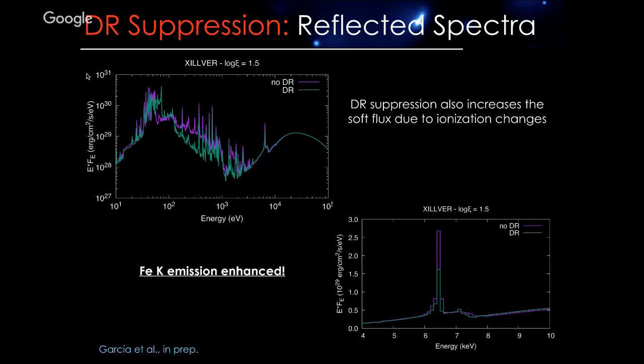It increases the soft energies flux by quite a bit, but it also seems to have an effect on the iron line, as I'm showing in just that panel at the bottom. It produces more iron than the same model with the standard DR. So we're still investigating this.